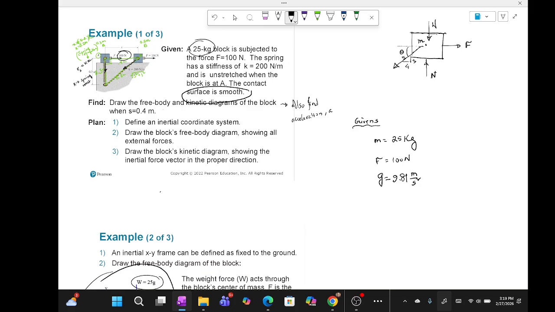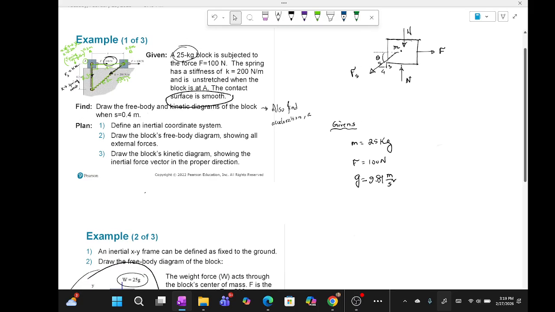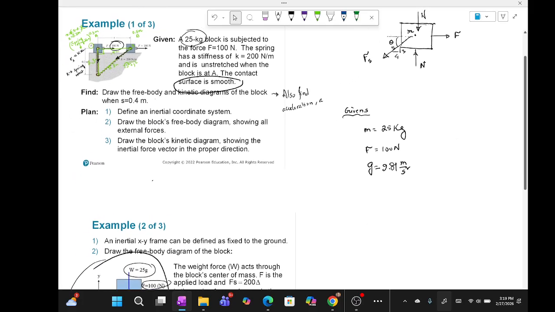All right. So, by the way, you need to know the stretch and everything, that this is the spring force. I can write Fs. You guys okay with me on that? All right, so that's the free body diagram. That is your free body diagram showing all the external forces.